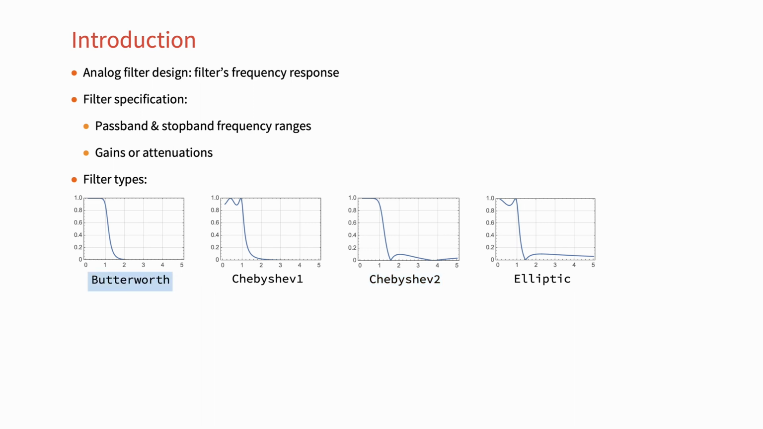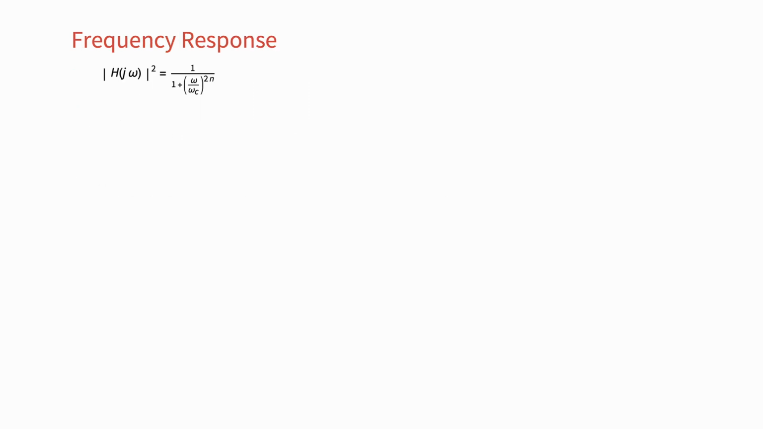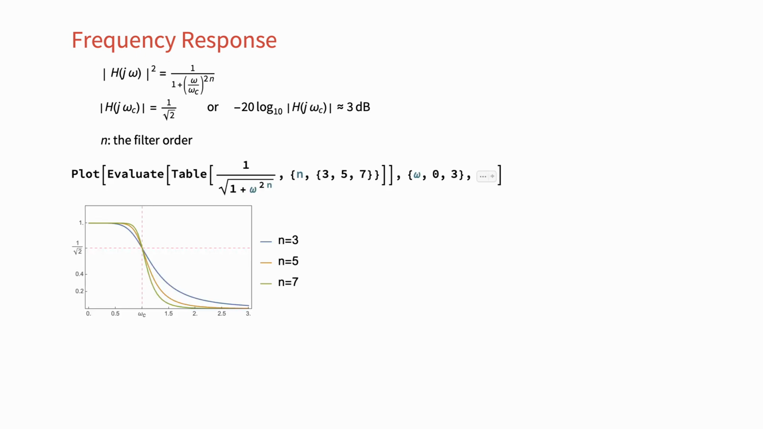In this lesson, we focus on the popular and widely used Butterworth filters. The magnitude squared response of a low-pass Butterworth filter is given by the formula shown here. The frequency omega c, where the magnitude spectrum of the filter is equal to 1 over square root of 2, or equivalently 3 decibels, is the cutoff frequency. The parameter n, which is the order of the filter, determines the width of the transition region, as you see in the plot of the magnitude spectrum for different values of n. Butterworth filters have low complexity and they are suited for many filter design needs.